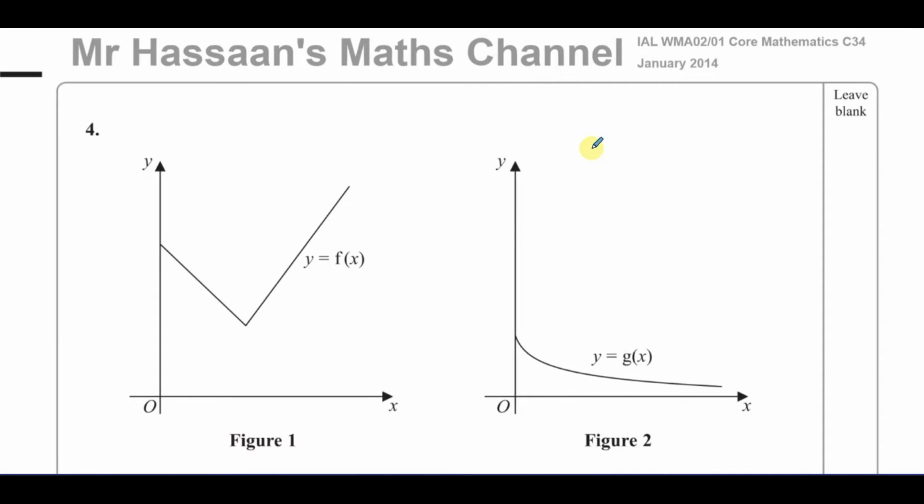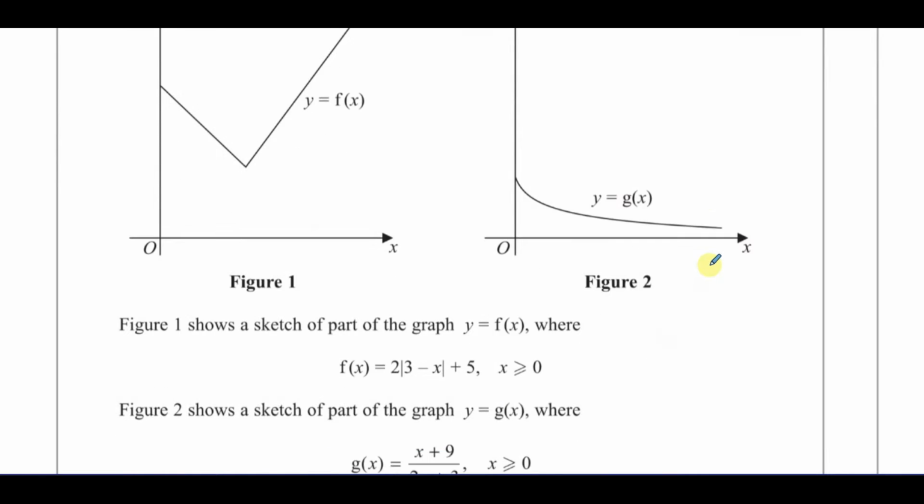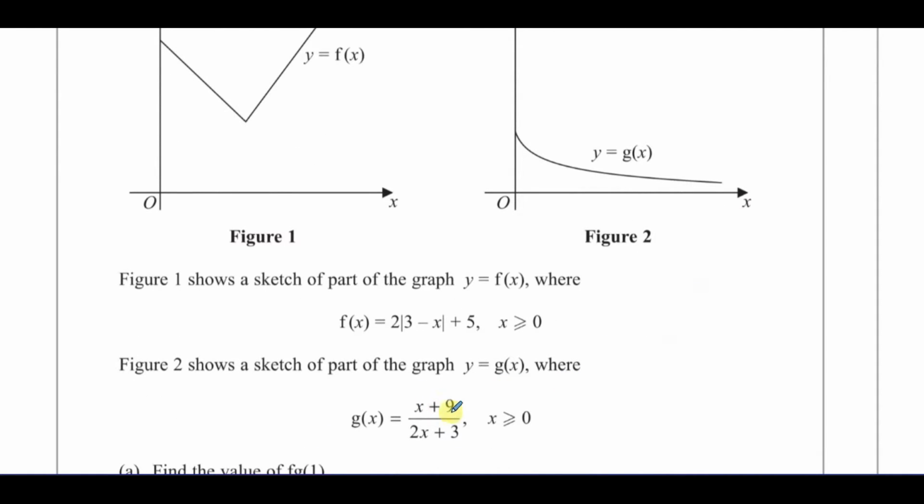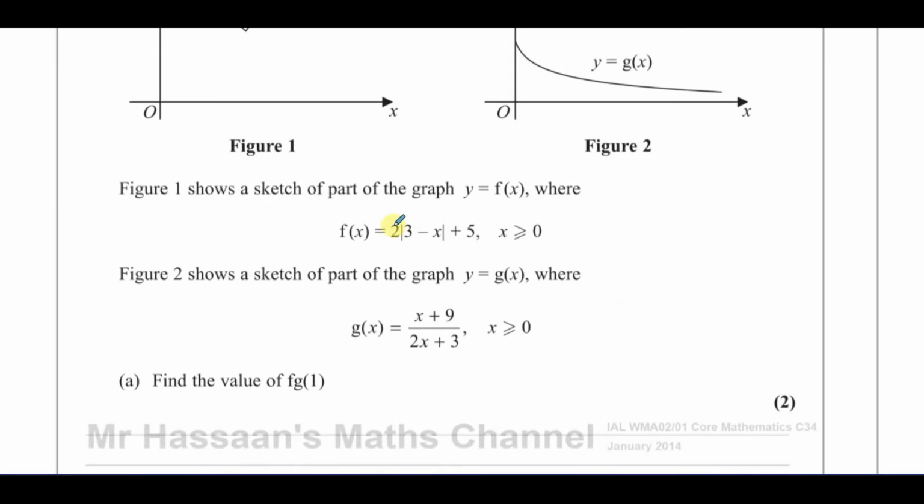So first of all, we're given two graphs. We've got the graph of this function, which is a modulus function, y equals f of x, and the graph of g, which looks like it could be an exponential, or could be a reciprocal function. We'll see in a minute. It's actually a reciprocal function. So we have f of x, which is a modulus function, and g of x, which is a reciprocal function, and first it says find the value of fg(1).